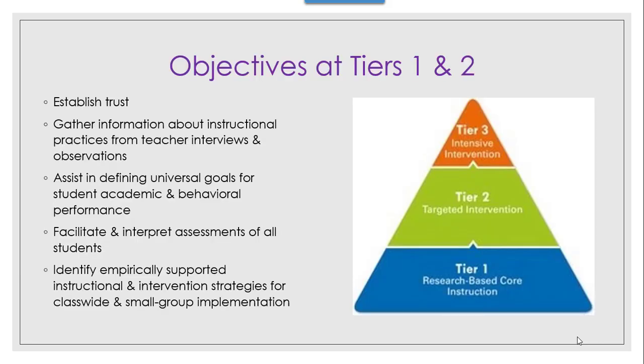So what are the objectives at these different tiers? We're going to talk about tier 1 and 2 here. These are the baseline tiers at first. As a consultant, the first thing is to establish trust. They're not going to listen to you if they don't believe in you. We've already talked a little bit about referent and expert levels of trust. Do they trust you, and why do they trust you?